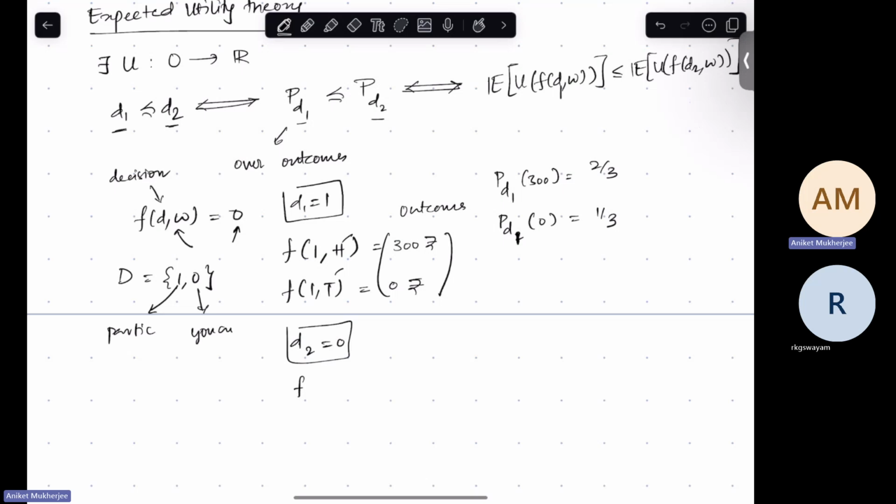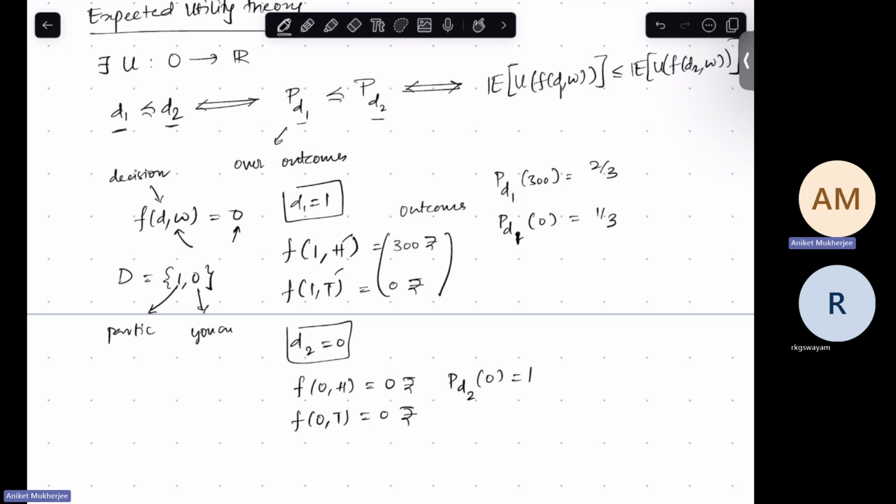Now, if my D2 is 0, then f0(H) gives me nothing because I have not participated, and f0(T) also gives me nothing. So basically P_D2 of 0 is 1. Whatever you do, you'll just get 0. It is a direct delta at 0.